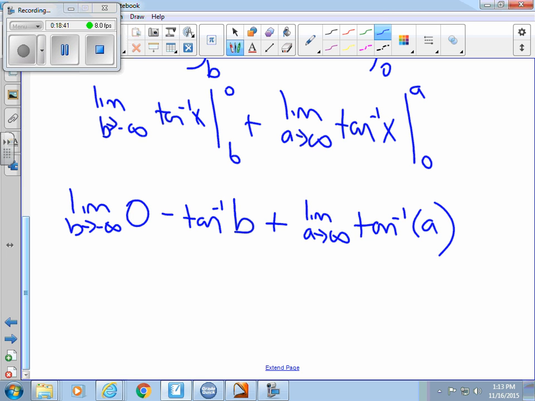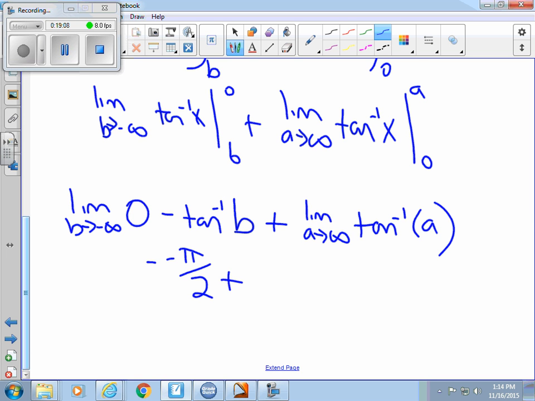So the tan inverse graph is that flipped over. So where are the horizontal asymptotes on tan inverse? Pi over 2 and negative pi over 2. So the limit as b approaches negative infinity of tan inverse is negative pi over 2. So this is negative pi over 2. And as x approaches infinity, tan inverse goes to pi over 2, because again, it's a tangent graph flipped over.